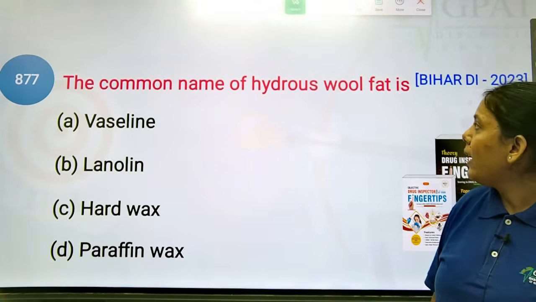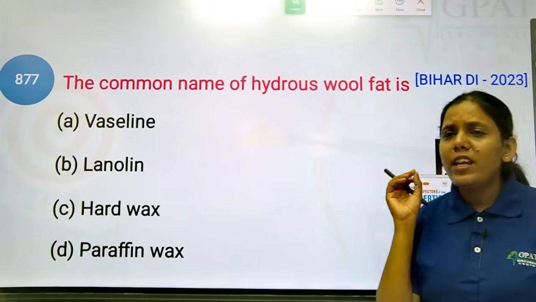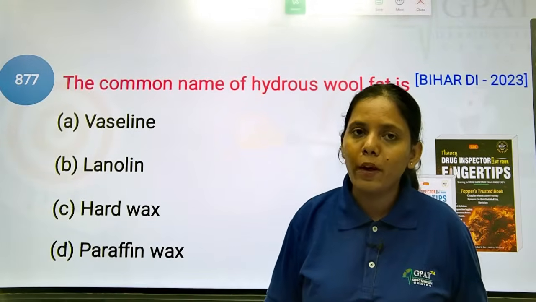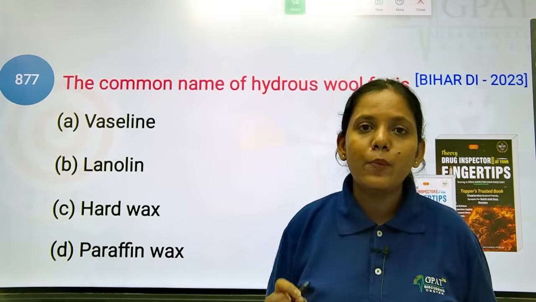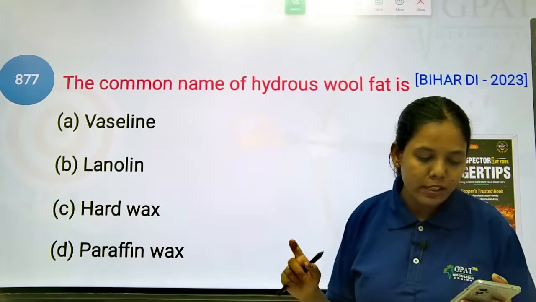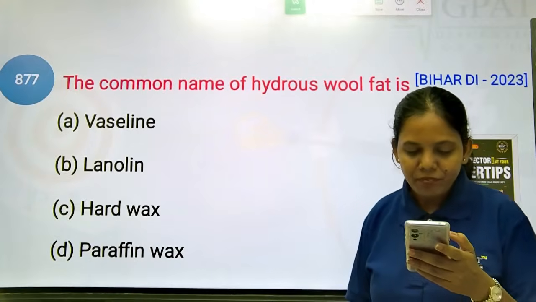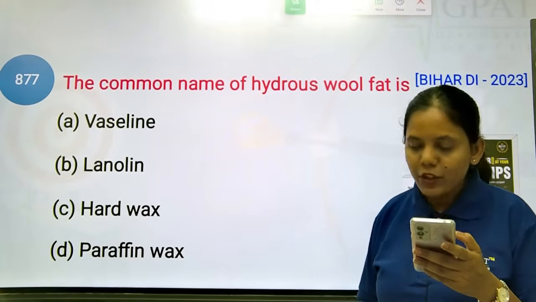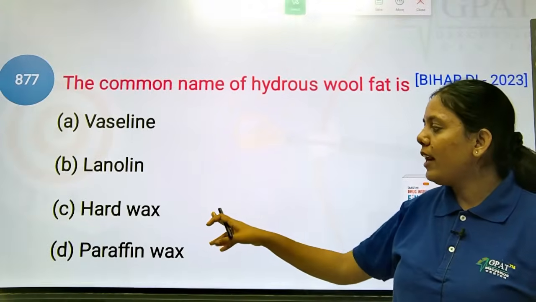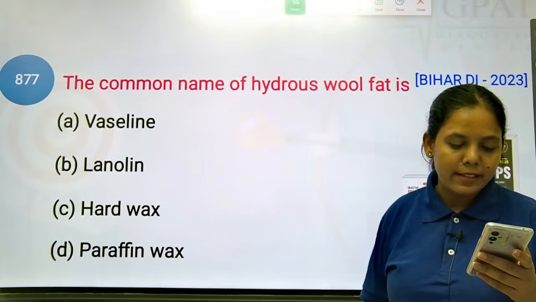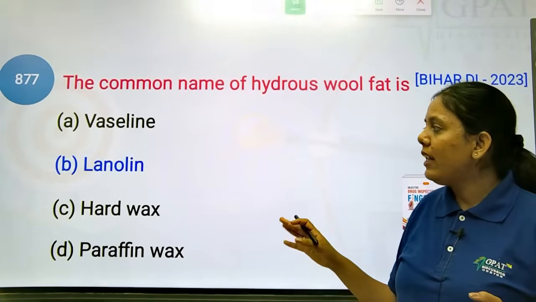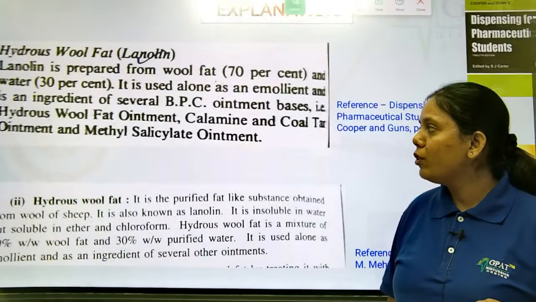The common name of hydrous wool fat. Wherever you will see the common name, as I told you, cocoa butter is theobroma oil. Likewise, wherever you will see the common name, it is important. Specifically, your suppository base. Chalo, next question. Answer for this one first. Vaseline, lanolin, hard wax or paraffin wax? Very good, option B. Lanolin is nothing but your hydrous wool fat.